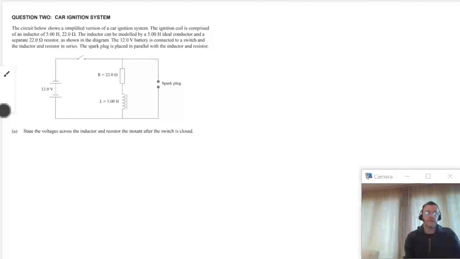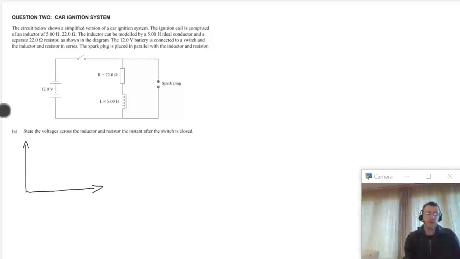There's a switch here, and so what it says is state the voltages across the inductor and the resistor the instant after the switch is closed. So the switch is open, now goes to switch closed. That means it applies 12 volts across this here, and a current should start to flow. But of course what we might know if we just think very quickly is just sketch a couple of graphs. I'm just going to sketch one.